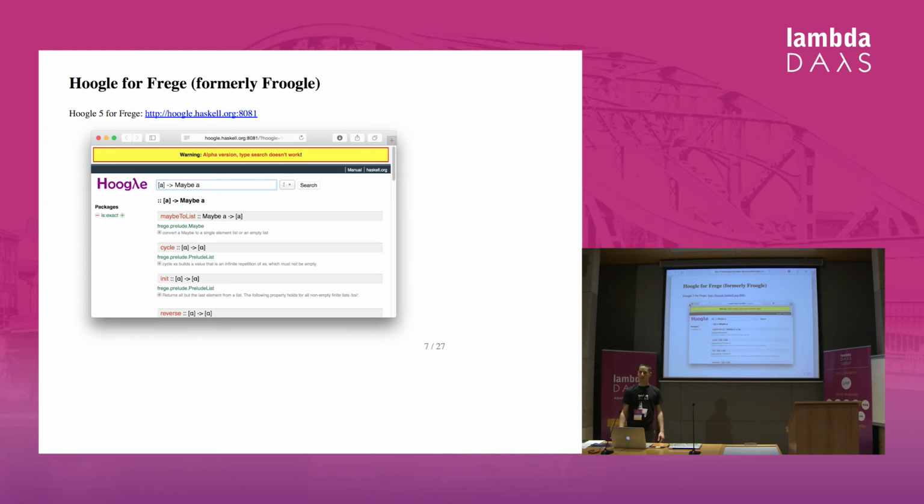There is one thing also useful when you learn this language. It's a search engine for functions which you feed with the type signatures you are looking for. I really like this tool. It's called Hoogle for Frege. Formerly it was Frugal, and now it's hosted, as you can see in this link, on haskell.org.